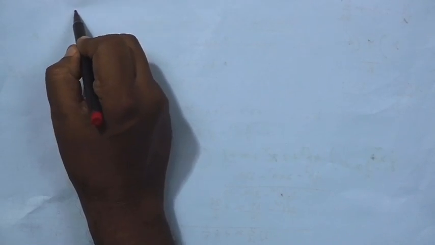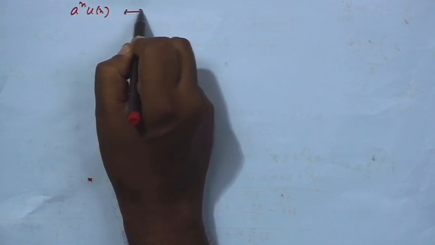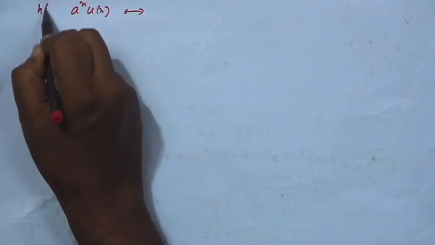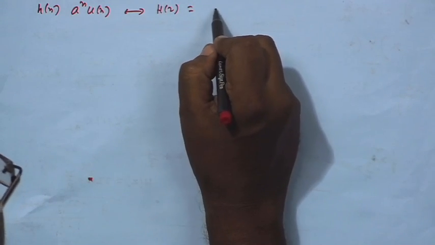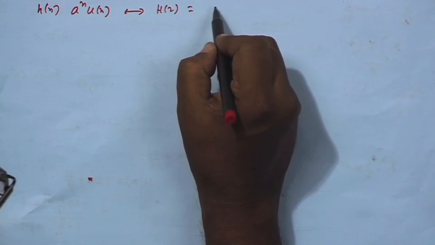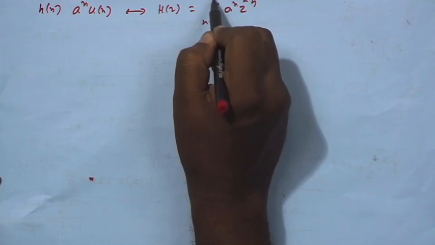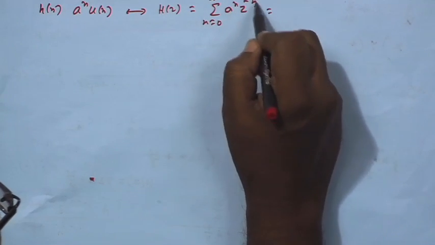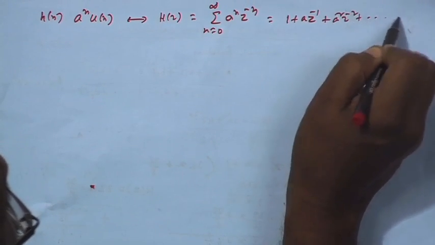So, I will now consider this kind of expression. But before we do that, some basic facts will be of use. Suppose I give you a to the power n u n. That is a right-sided sequence. Okay, its Z transform, if you call it h n, will be what? We know that it is the summation of a to the power n z to the power minus n u n, from n equal to 0 to infinity. So, a to the power 0 z to the power 0 is 1, then a z inverse, a square z inverse 2, and so on.